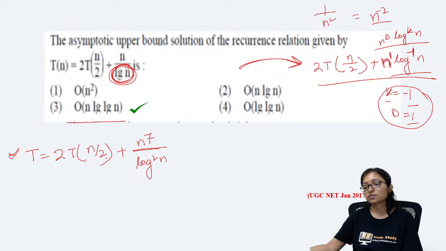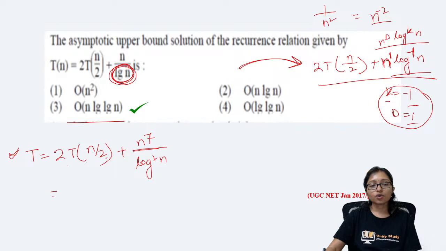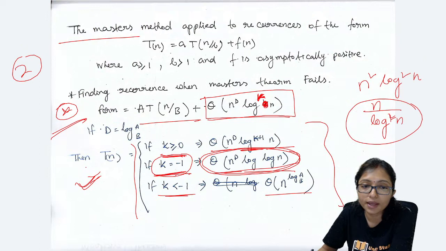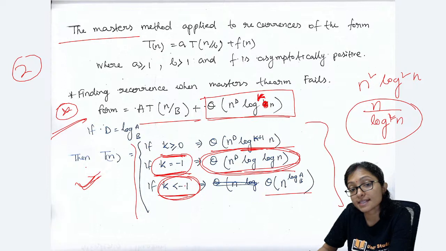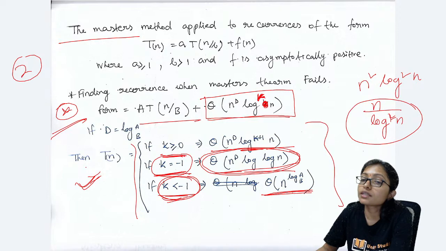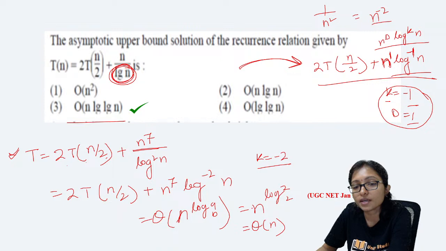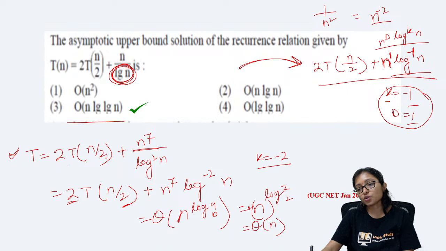Okay, answers are coming here. How can we do it? This is n to the power 2 plus n to the power 7 log to the power minus 2 n. So what is the value of k? K is minus 2. Which rule can I apply here? K is minus 2 means the third rule, where k is less than minus 1. That is theta n to the power log a base b. So we go for theta n to the power log a base b, which means log 2 base 2, that is n. So your answer will be theta n, right? Because a value is also 2, b value is also 2. That's why your answer will be this one.